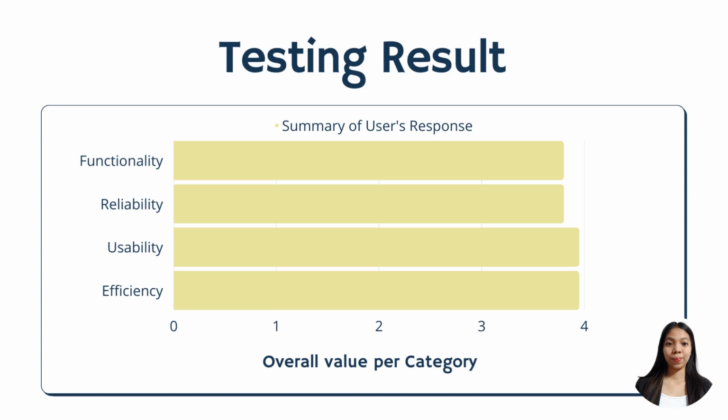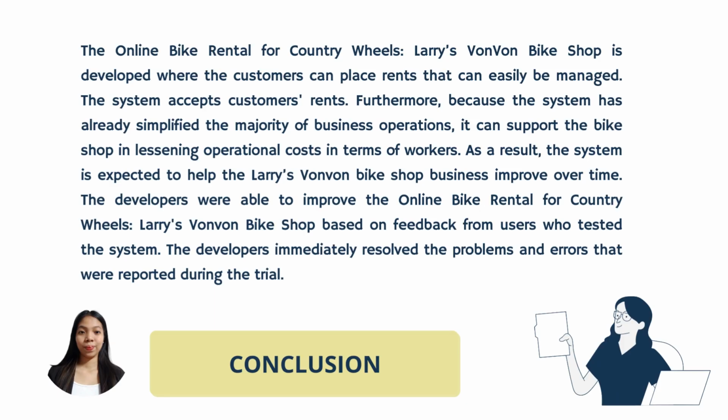As survey participants, students and bikers tested the functionality, reliability, usability, and efficiency of the web application. The total assessment result is 3.8, indicating that the outcome has the greatest rating. In conclusion, the results were able to improve the system based on feedback from users who tested the system. The developers immediately resolved the problems and errors that were reported during the trial.